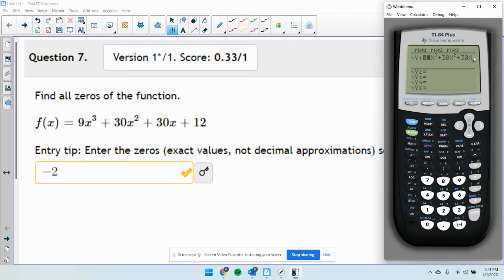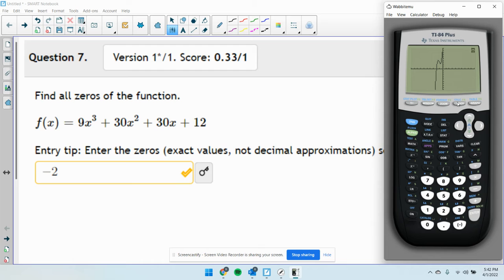So I've put the function into my y equals. And then just to get a standard window, I'm going to hit zoom 6 to get the 10 by 10 window, or 20 by 20 window, I guess you could say. And this will give me the real roots, and I can use the real roots to help solve for the imaginary roots or complex roots. So I need to figure out what that x-intercept is. That x-intercept is my real root.